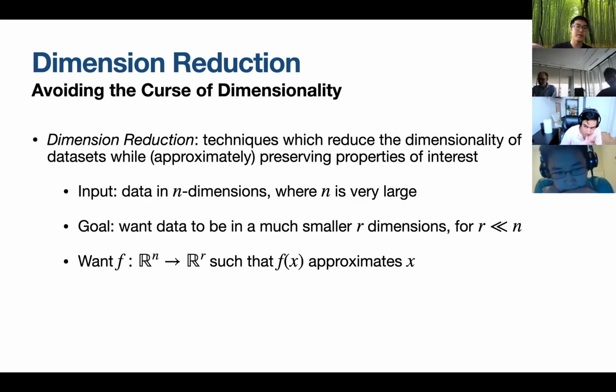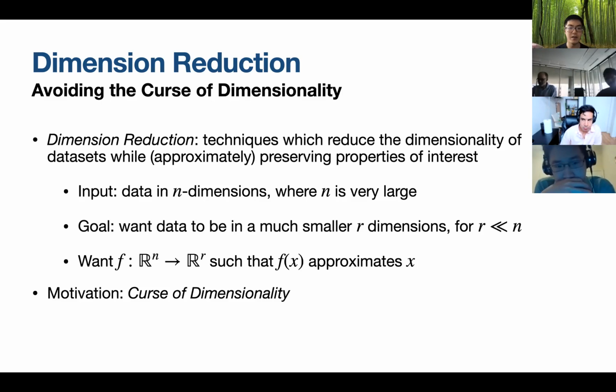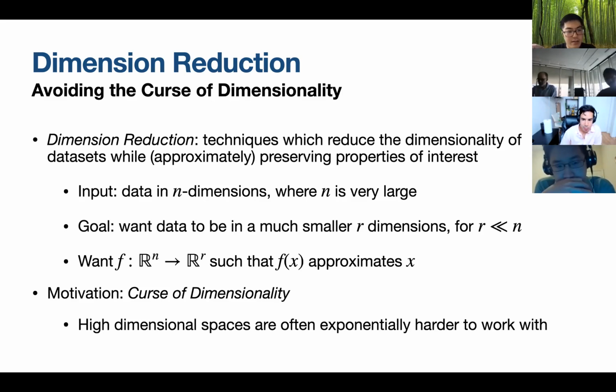The general motivation for this kind of dimension reduction technique is this phenomenon known as the curse of dimensionality. This is an observation common in both theory and practice, that when we work with high dimensional spaces, these are often exponentially harder to work with in terms of space resources, time resources, and all kinds of other things. So whenever we're able to reduce the dimensionality of a data set, this leads to really large savings.